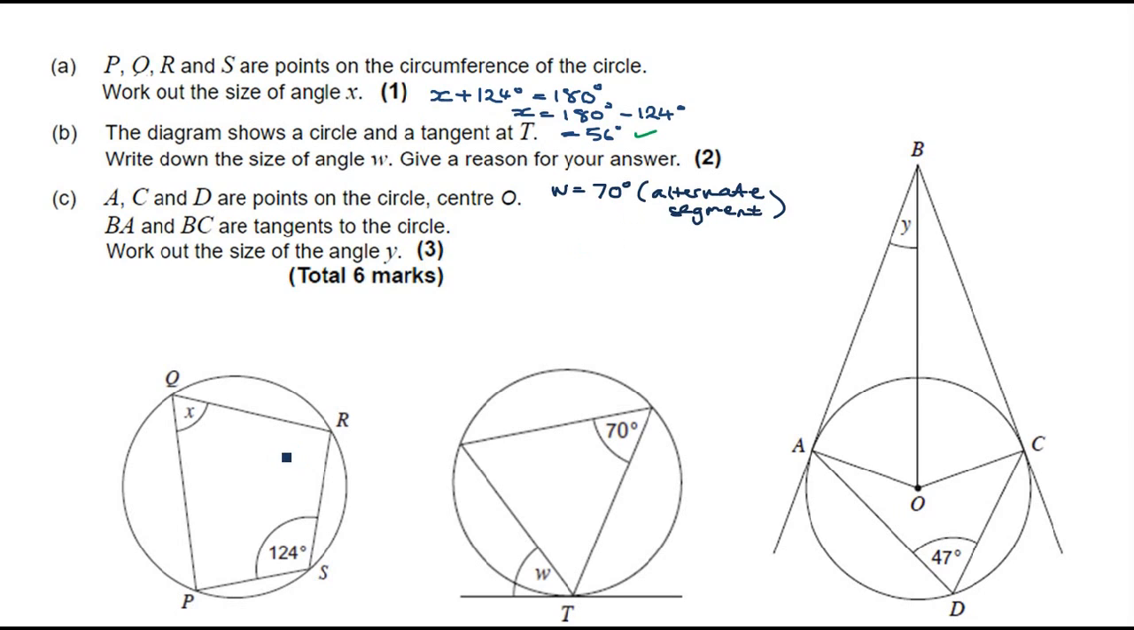Okay, part C. So part C says A, C and D in this diagram here are points on the circle which has a centre O.